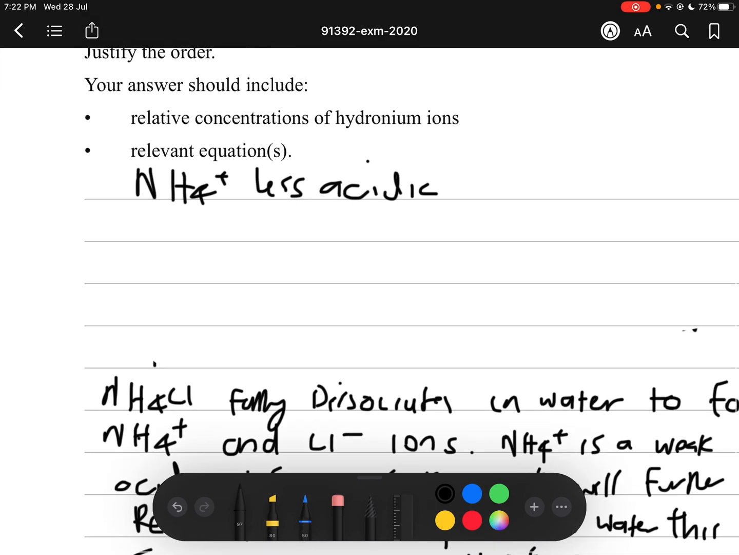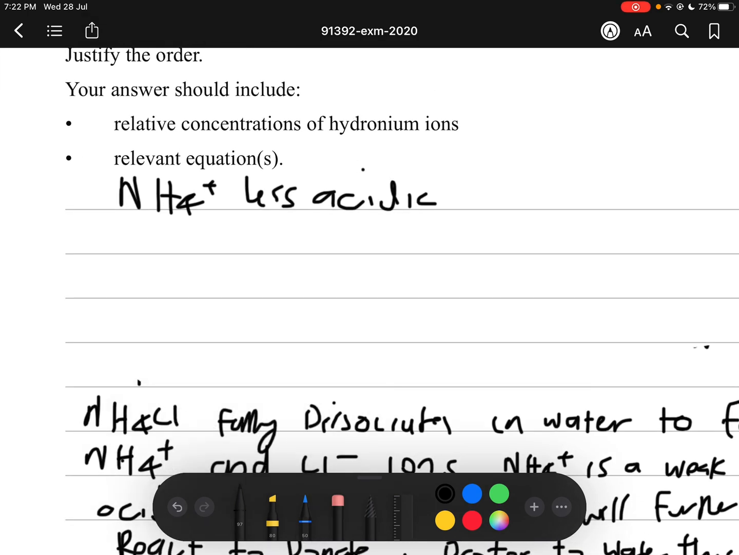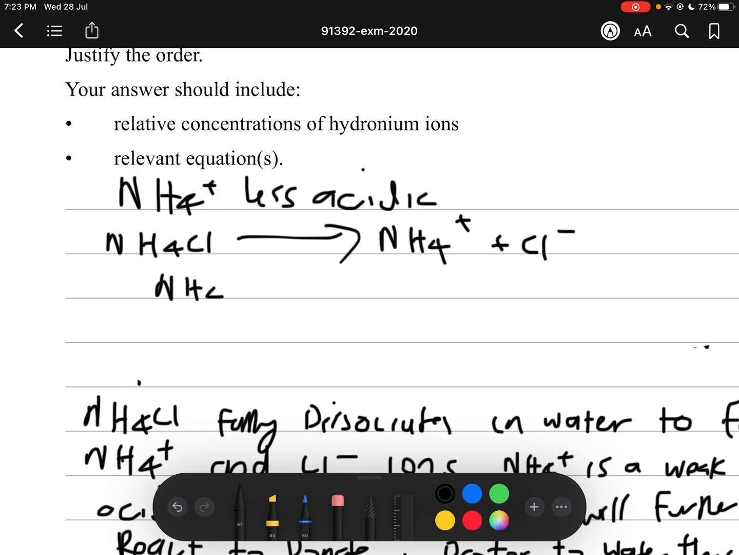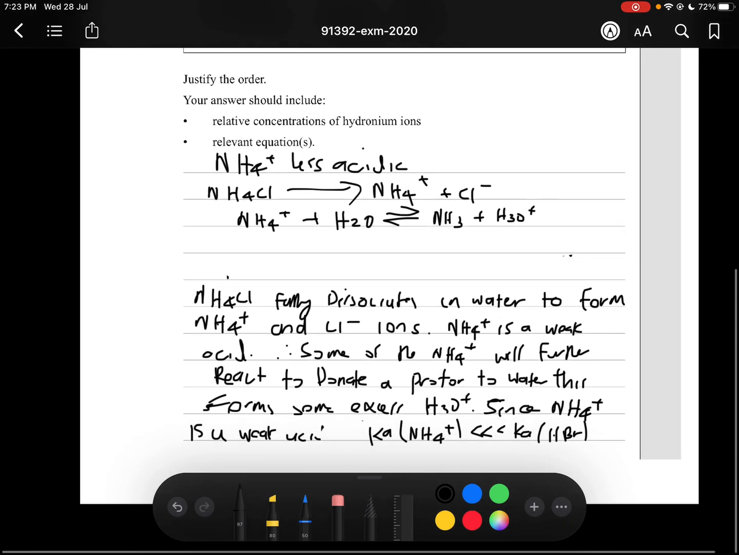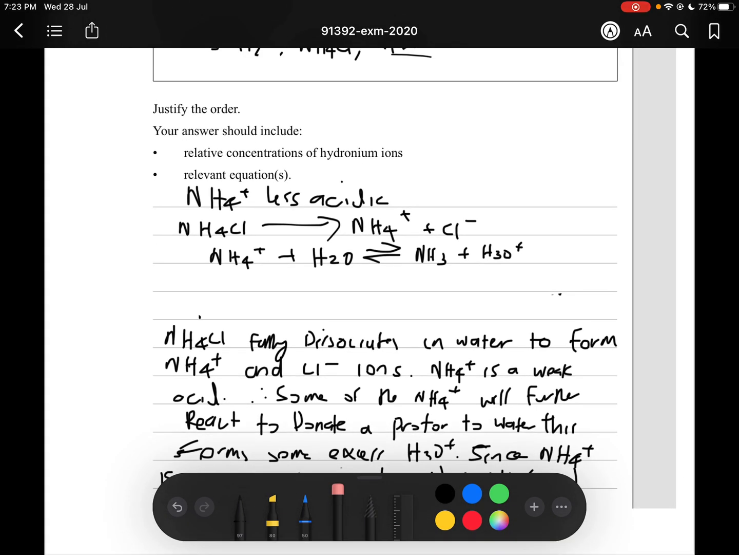Oh, we still need to write the equation, sorry. For the equation, it's pretty simple. We can just say our first dissociation, we have NH4Cl. That's just going to dissociate in water to form NH4 plus and Cl minus ions. And NH4 plus is going to further react with water. So some of the NH4 plus is going to donate a proton to water. This is an equilibrium reaction, and that's going to form NH3 and some excess hydronium ions. Right, so those will be the equations for the NH4 plus.